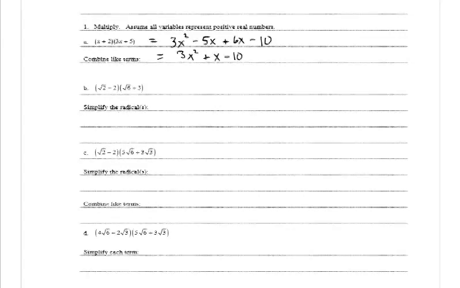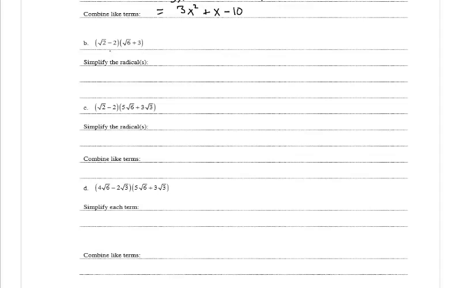In B, we have the square root of 2 minus 2 times the square root of 6 plus 3, and we're going to FOIL. So we have the square root of 2 times the square root of 6 gives us the square root of 12. The square root of 2 times 3 is 3 square root of 2. And we have negative 2 times the square root of 6 is minus 2 square root of 6. And negative 2 times 3 is negative 6.